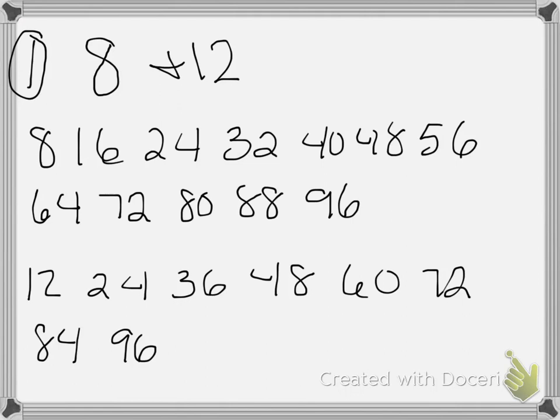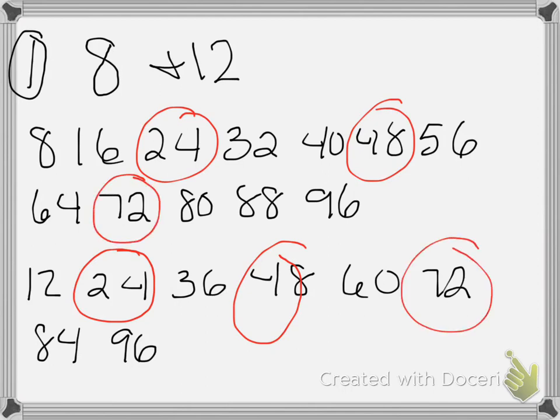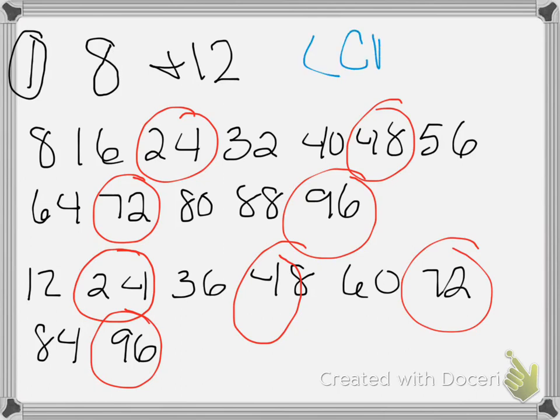So now let's look at the common multiples. Well, 24 is a common multiple. 48 is a common multiple. 72 is a common multiple. And 96 is a common multiple. Now we need to determine what is the least common multiple. That is the smallest number that 8 and 12 share. And that number is 24. So I'm going to write 24 in blue. So the least common multiple equals 24.